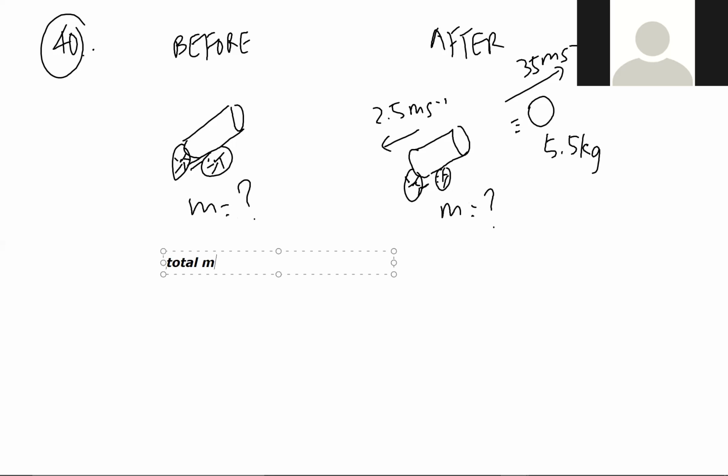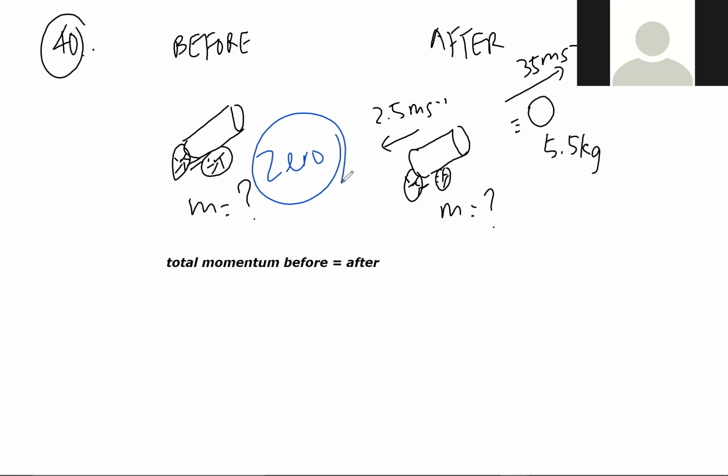Same method, total momentum before equals total momentum after, right? What is the total momentum before? It's 0, right? Total momentum before is 0. Why? Because it's not moving. No mass is moving. The cannon is at rest. The cannonball is also at rest. Total is 0. So you put 0 equals to after.